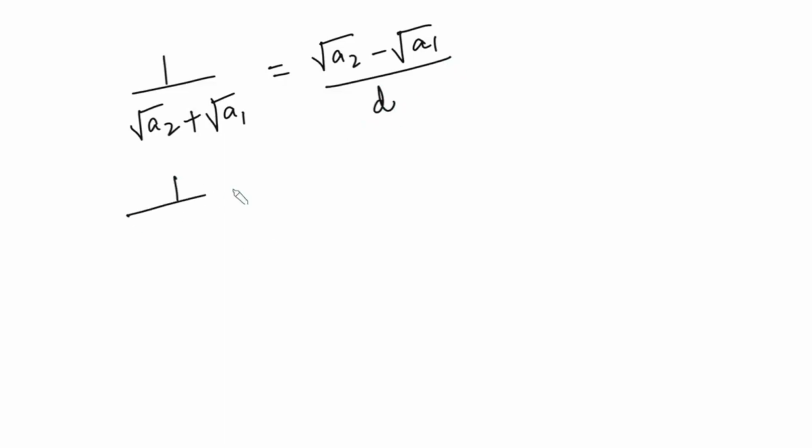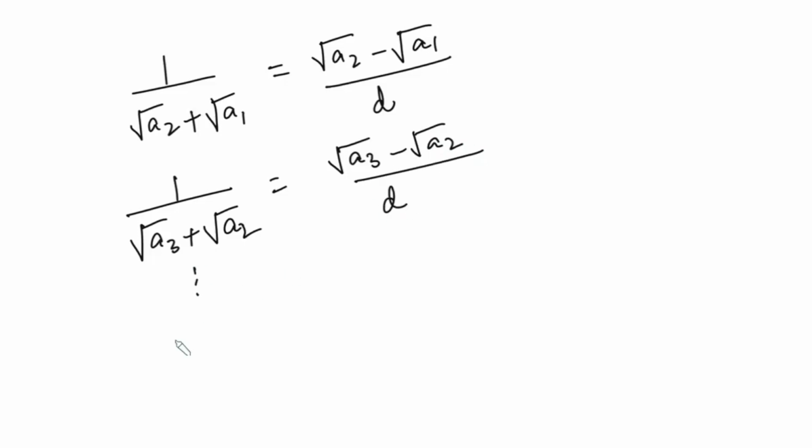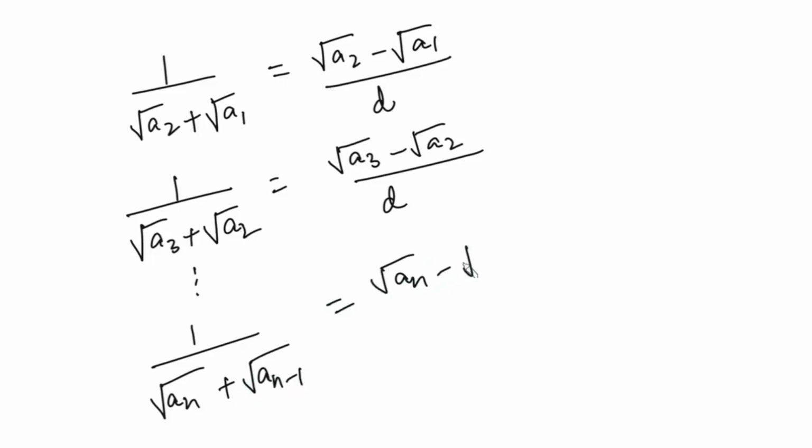Similarly, we can prove that the second term, 1 over square root a3 plus square root a2, equals square root a3 minus square root a2 over d. And the same way we can find all the terms, and the last term, which is 1 over square root an plus square root a(n-1), will be equal to square root an minus square root a(n-1) over d. Adding all these terms will give us the left hand side.